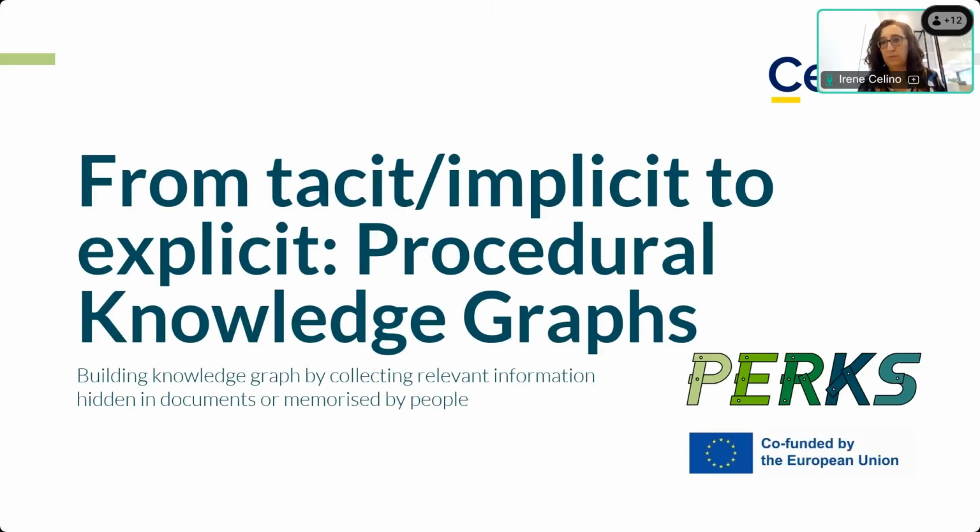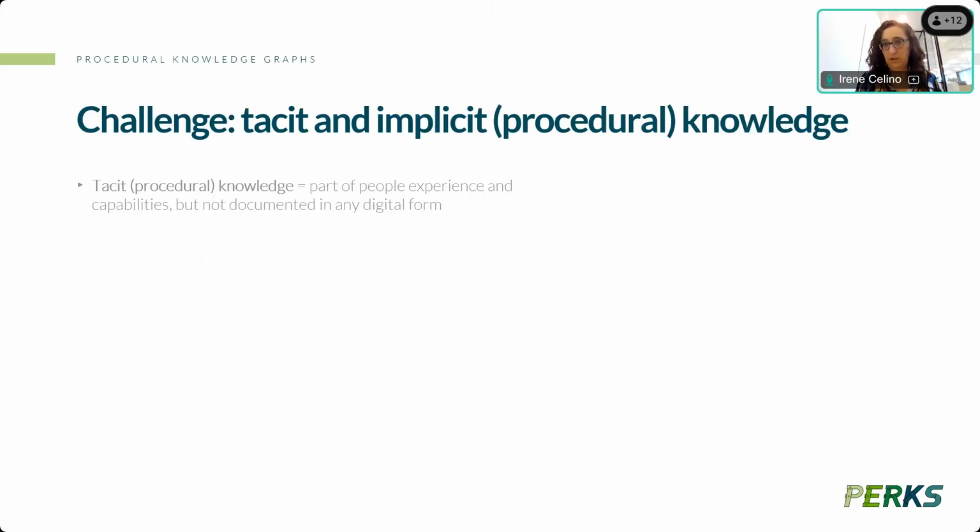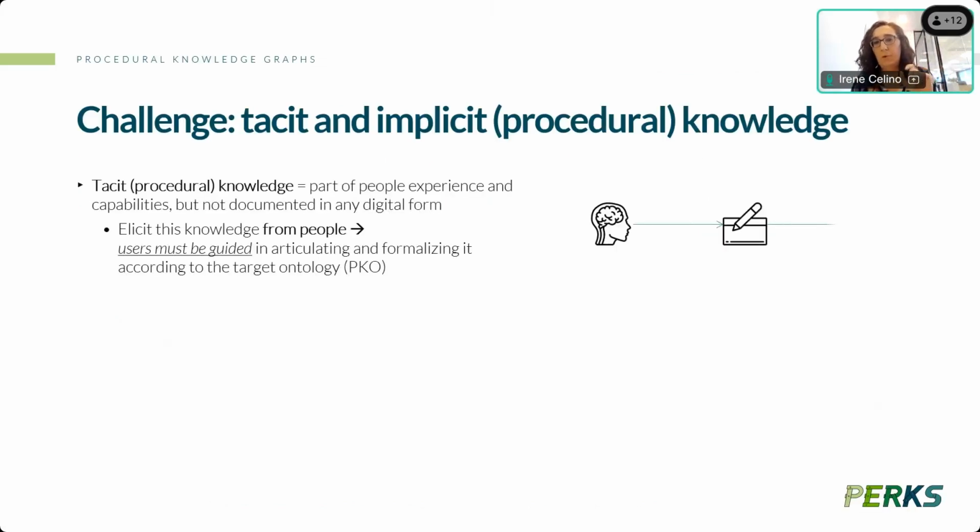Okay, we have the ontology. Now that we have the model, we want to build the knowledge graph. And building knowledge graphs about procedures is not that easy because of this idea of having tacit and implicit knowledge. First, I will make a little distinction, because some people use tacit and implicit interchangeably, but they are two different things. Tacit comes from Latin, meaning silent. So it means something that is not expressed, not documented. So tacit knowledge is what people have in their heads.